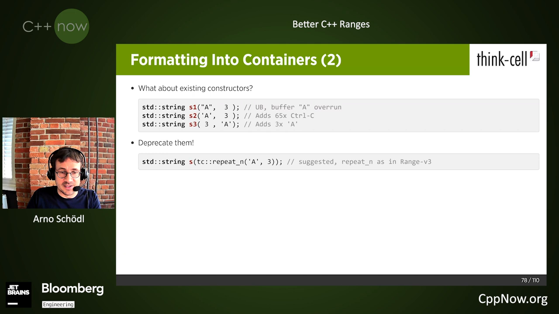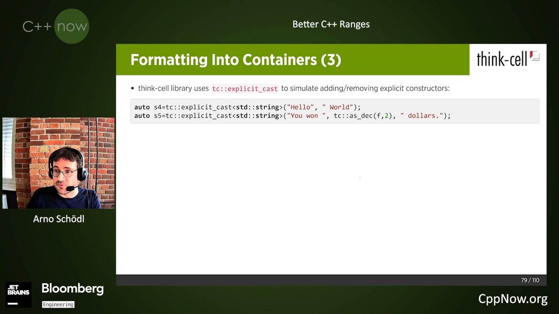something like a TC repeat N, right? So here, this basically separates the what am I producing? I'm producing three times the A from putting that into a container. And someone already suggested, why should we add new constructors to std string? Well, we can't really add new constructors to std string. Remember, this is all used in production code, so we're not modifying the C++ standard.